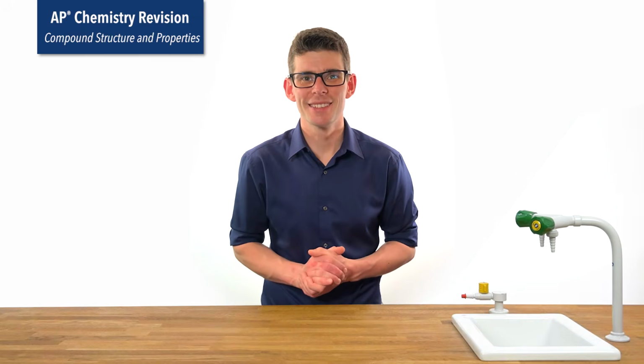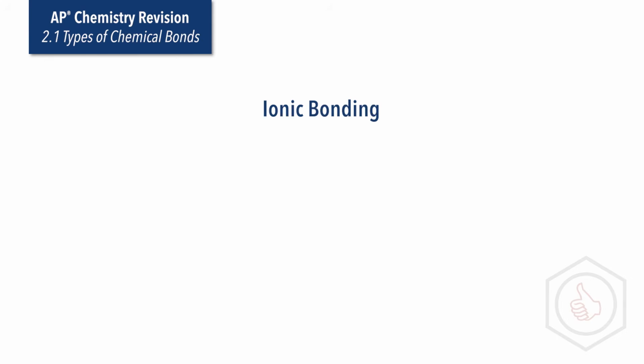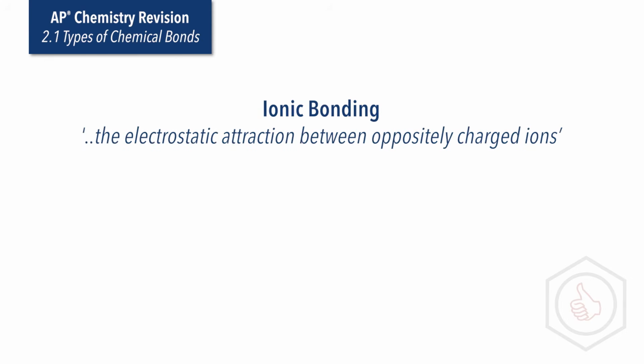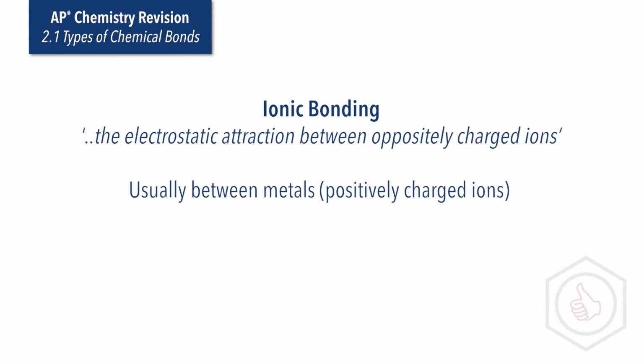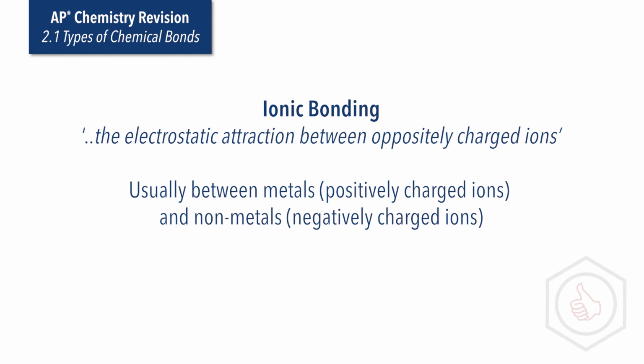Good luck revising. Ionic bonding is the electrostatic attraction between oppositely charged ions. It usually occurs between metals, which form positively charged ions, and nonmetals, which usually form negatively charged ions. Be careful, however, because it doesn't have to be between metals and nonmetals. For example, ammonium ions are positively charged and also form ionic bonding with negatively charged ions.